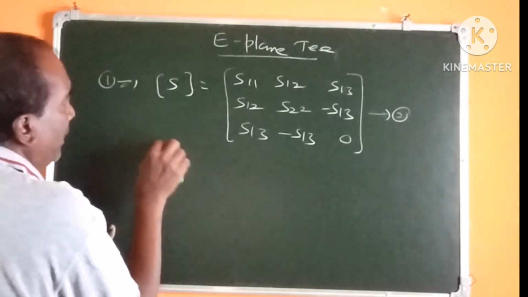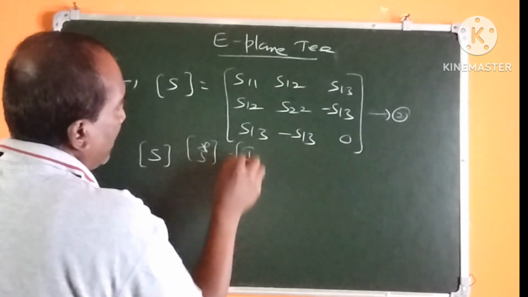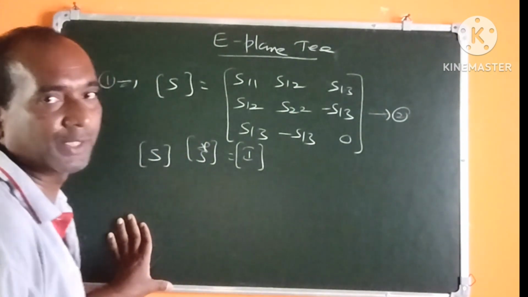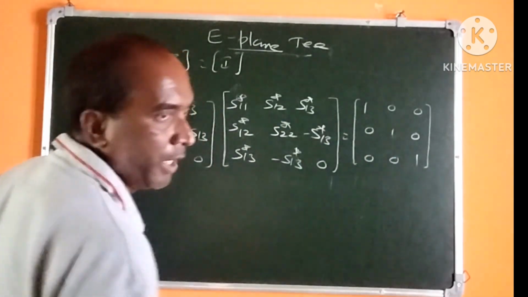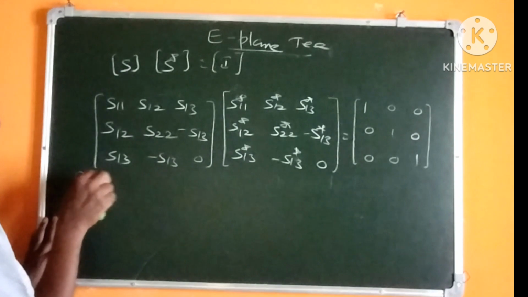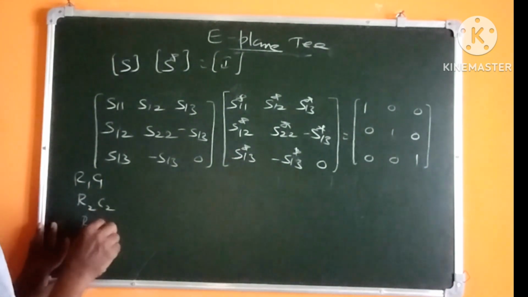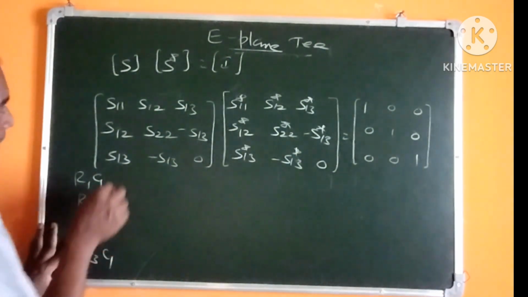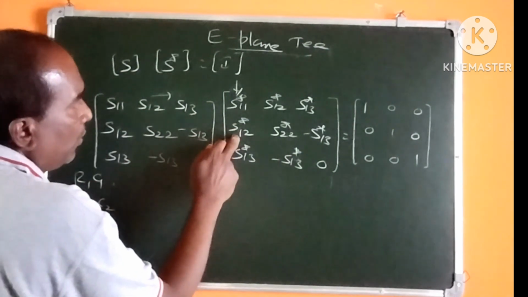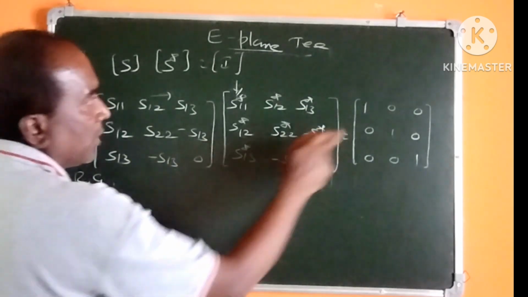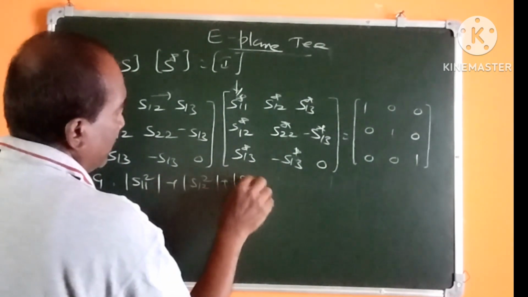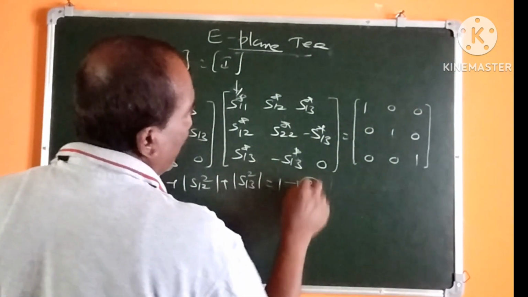These 4 unknowns can be determined by using the unitary property. The unitary property: S into S complex conjugate will be equal to I. Using this property, you can determine the unknown coefficients of S. These 4 unknowns S11, S12, S13 and S22 can be determined by using row and column multiplication: R1C1, R2C2, R3C3 and R3C1. From R1C1, S11 into S11 complex conjugate plus S12 into S12 complex conjugate plus S13 into S13 complex conjugate will be equal to 1. So directly you can write it as modulus of S11 square plus modulus of S12 square plus modulus of S13 square equal to 1. Let it be equation 3.